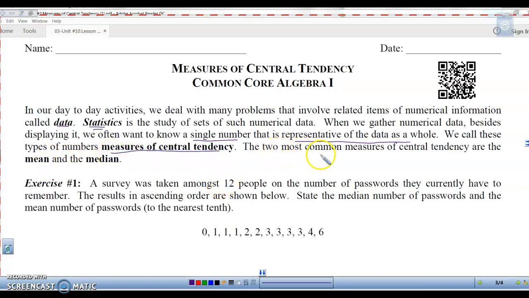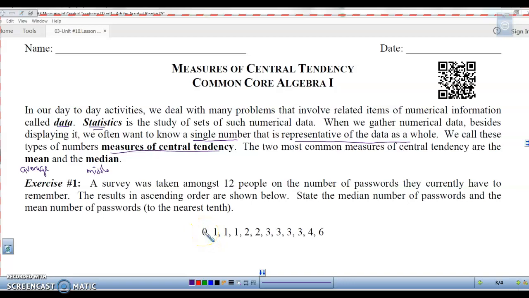So the two most common measures of central tendency are called the mean. The mean is the average, which you may have learned back in 7th or 8th grade. And the median is the middle number, like we talked about when we did the quartiles. So the median is the middle, the mean is the average. So what we use those values for is to try to make a conclusion about a set of data.